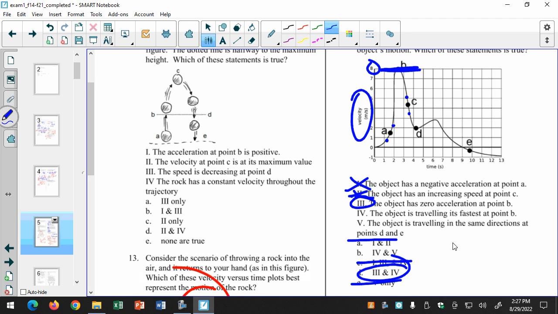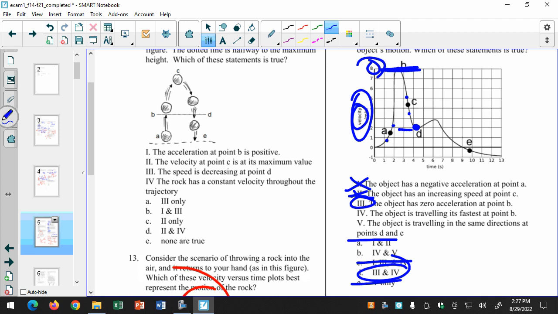It is true, because it's traveling 8 meters per second. Remember, this is a velocity versus time graph. So the answer is 3 and 4. We go to look at 5 too. The object is traveling in the same directions at points D and E.